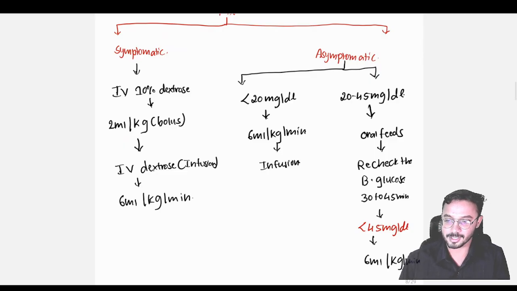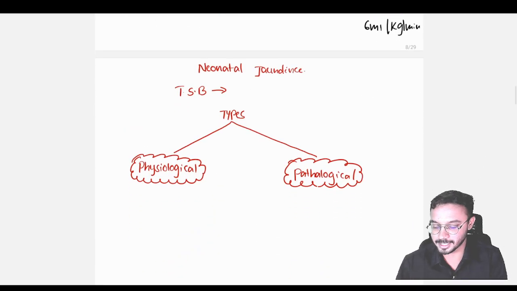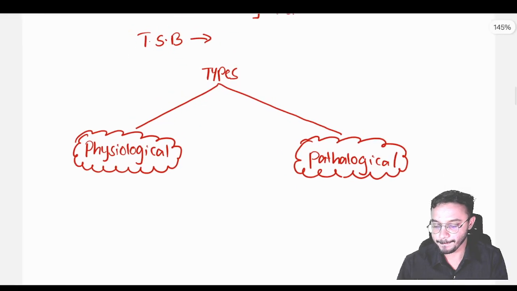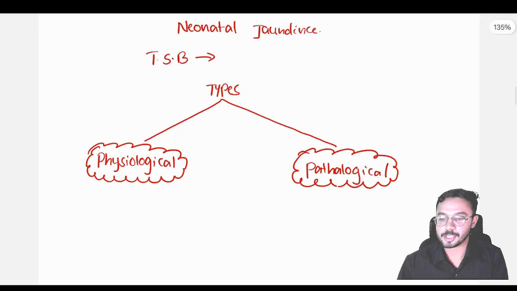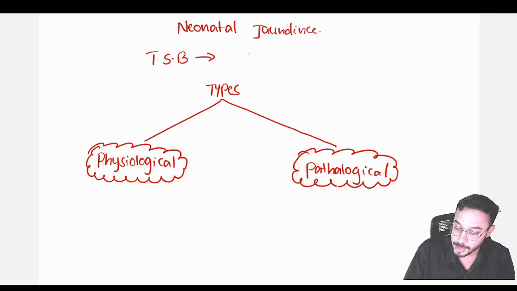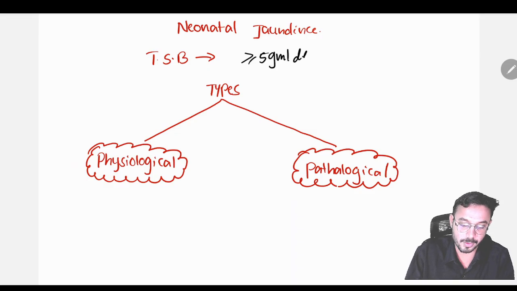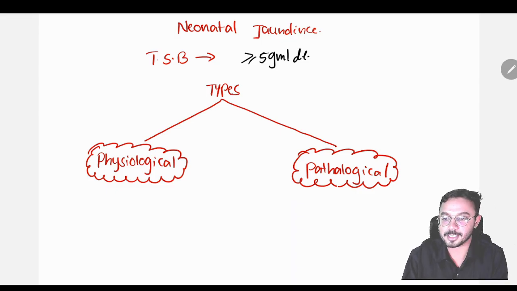And next is very important: neonatal jaundice. So for neonatal jaundice, what is the criteria? Total serum bilirubin, how much? It should be greater than 5 mg per dL. Okay, so that is when you are going to say the baby has neonatal jaundice.